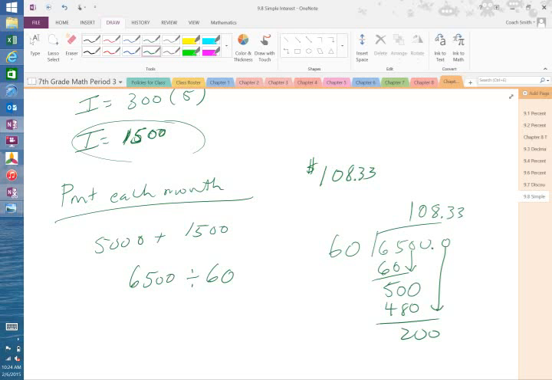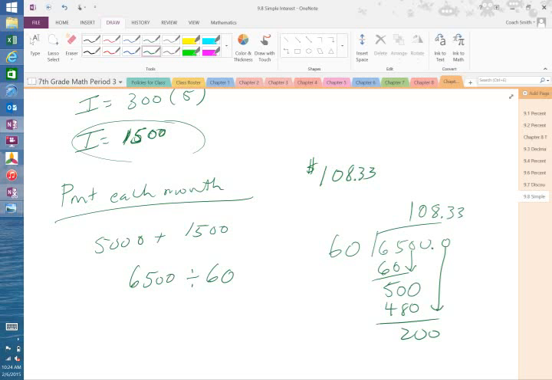Now, that's $5,000. Most people are not going to let you borrow it for 5 years, okay. They're going to make you pay it back quicker than that. Okay, but that's just a simplistic problem, borrowing $5,000 for 5 years at 6% interest.